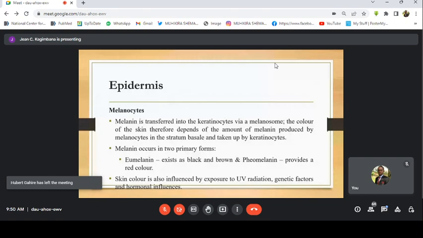Skin color is also influenced by exposure to UV radiation, genetic factors, and abnormal influences. Because in some conditions, like in acne, after you have treated the acne, at the site of the lesion there is an inflammatory process and attraction of this melanosome and melanin. And then you have what we call post-inflammatory hyperpigmentation. That's why with some injuries, when it heals, the skin remains black. Okay?